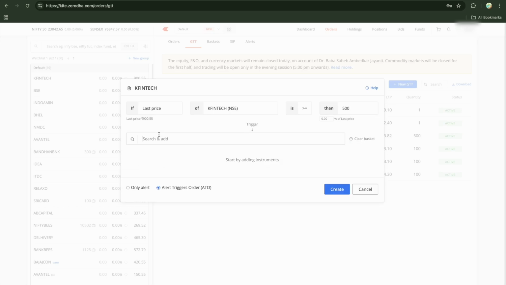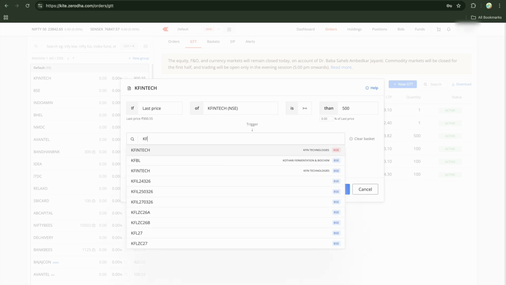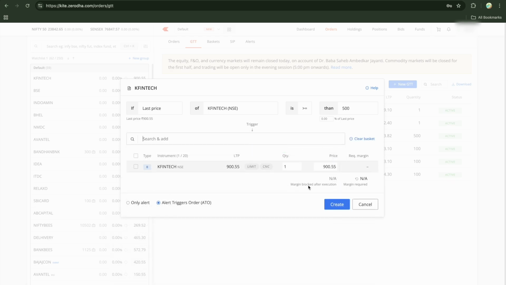Now you can also do this. Alert triggers an order. So you can say I want to buy K-Fintech. At what price? I want to buy it at 500. Whatever be the margin, it will let me know. If I buy 10 quantities, the margin will be 5,000 automatically. So basically this alert will trigger this order. This is how you can place an alert or an ATO order.